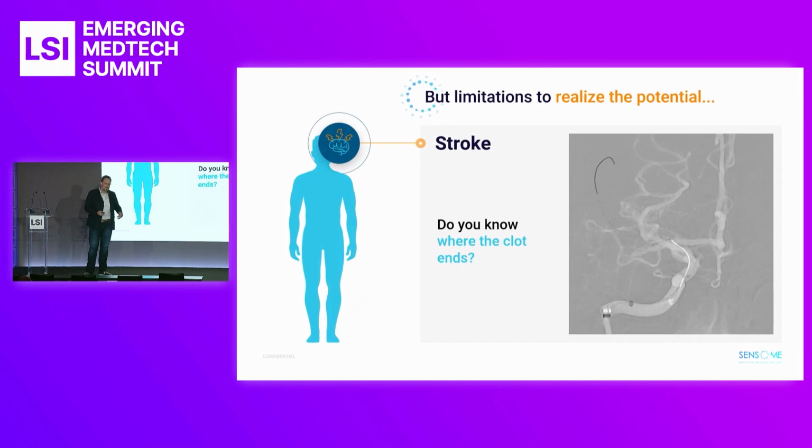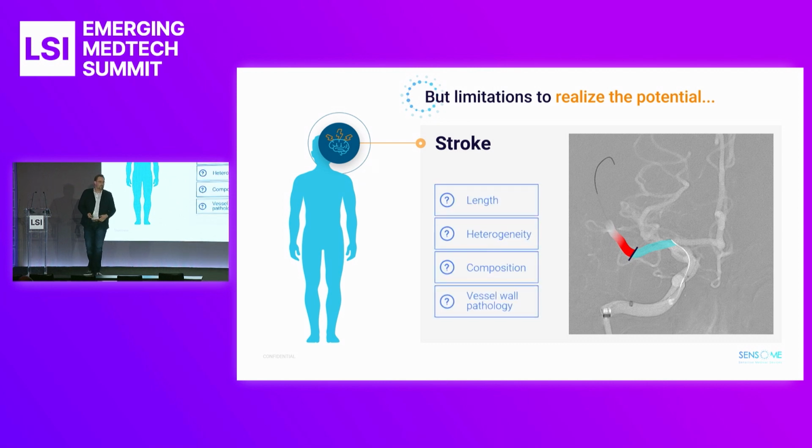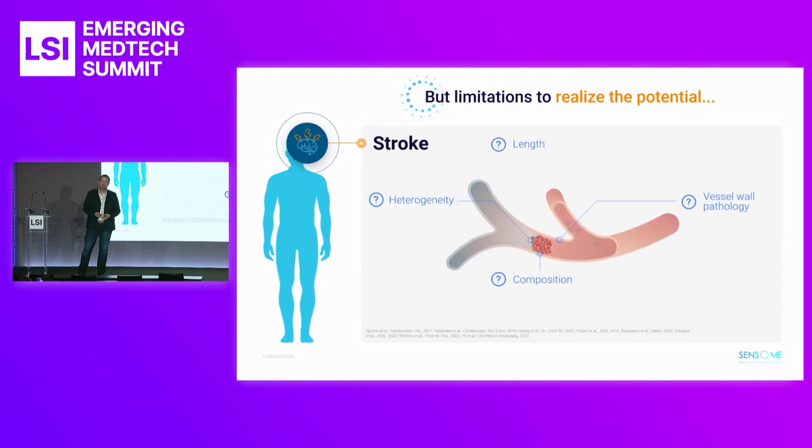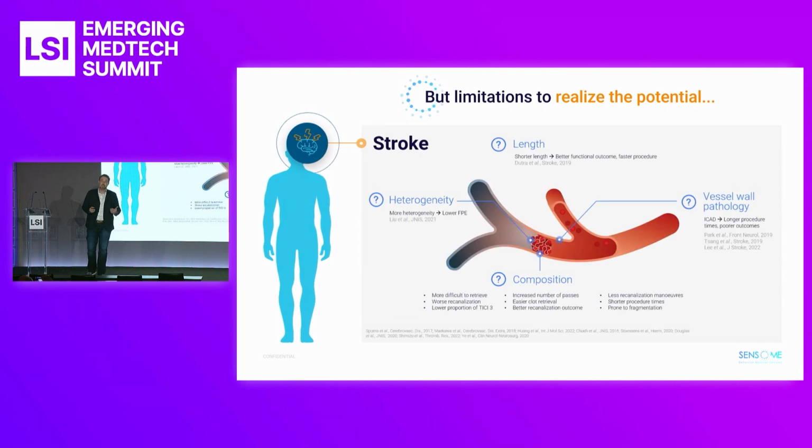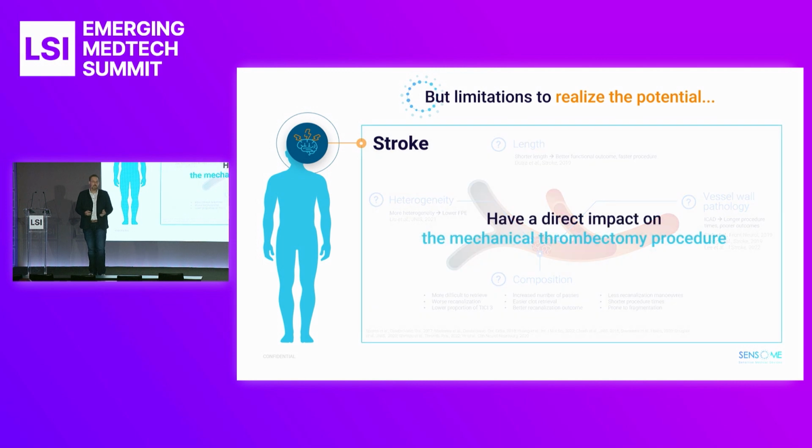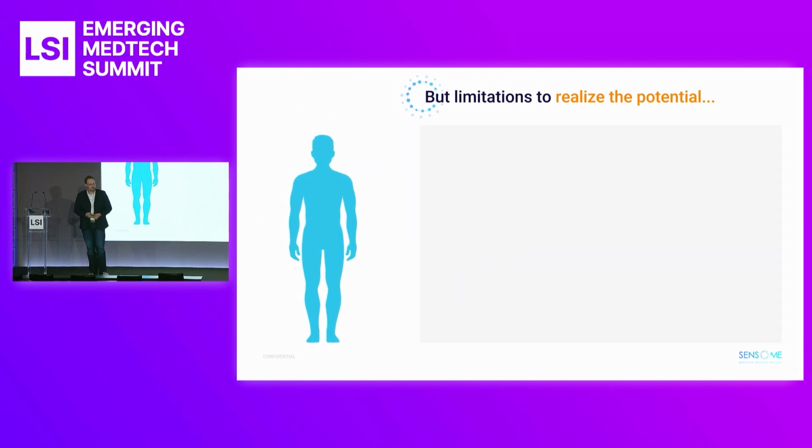I don't have to explain what that means, but basically we have this blood clot blocking blood flow to the brain. And the question that the physician has to ask is, what's the length of the clot? And many, many other features, like what's the composition, what's the heterogeneity, is it an embolus or is it actually a diseased wall? Because all of these factors have been shown to actually impact the efficacy of the treatment. And today, as you just heard, this is not possible to estimate.